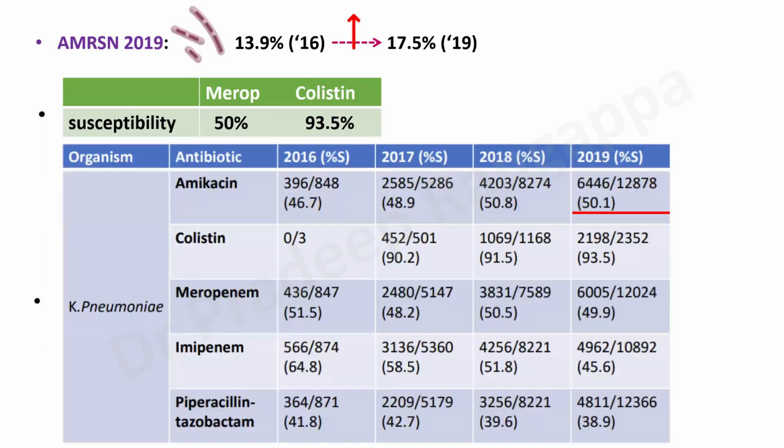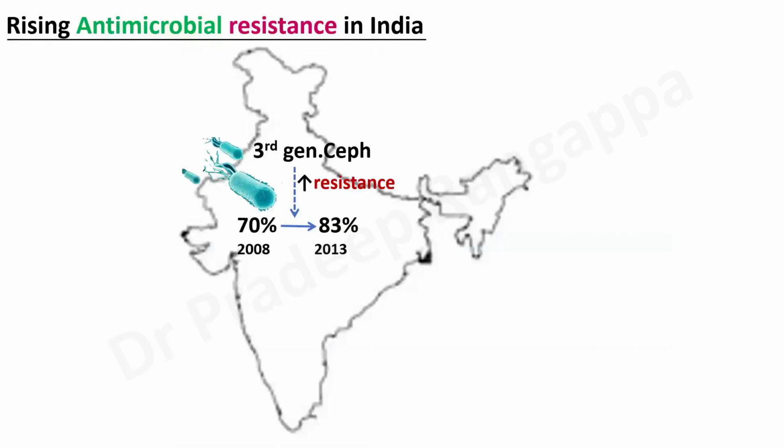When you look at this data, just look at the last column. The amikacin sensitivity is around 50.1% for Klebsiella pneumoniae. This is only the Klebsiella pneumoniae data. But the colistin sensitivity is around 93.5%. So 50.1 is sensitive to amikacin; otherwise, half of them are resistant. But if you look at the last three rows in the last column, only about 50% of them are sensitive to carbapenems, which is akin to the previous statistics that we showed, that 50% are resistant to carbapenems. So that's what this slide shows.